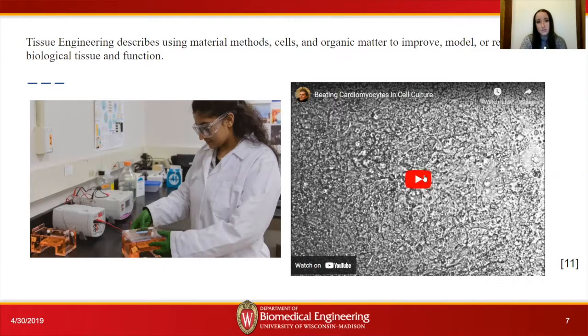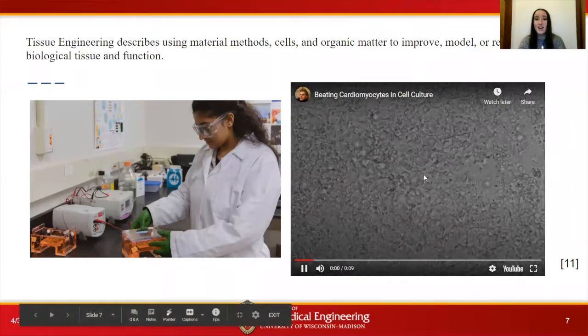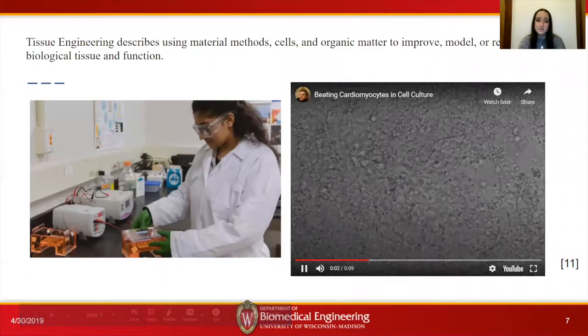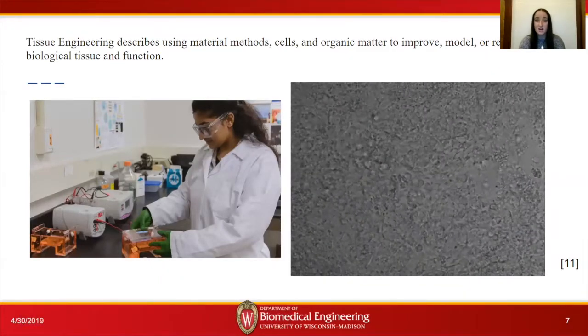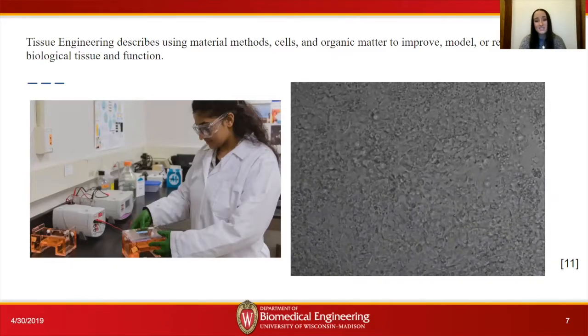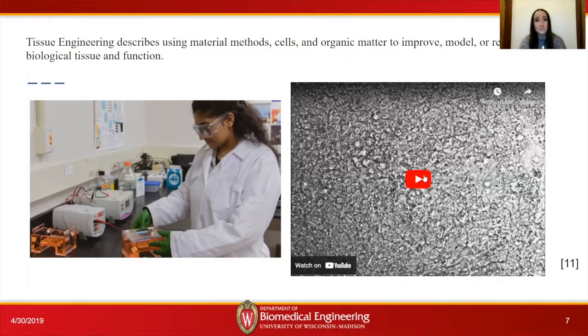So you can see in this video here, this is an example of how intricate this process is. So you can see these are cardiac cells, which are cells in your heart beating together. So if any of this tissue is damaged, it's really important to make sure that they can get the cells to match so the same function can be performed as the normal tissue.